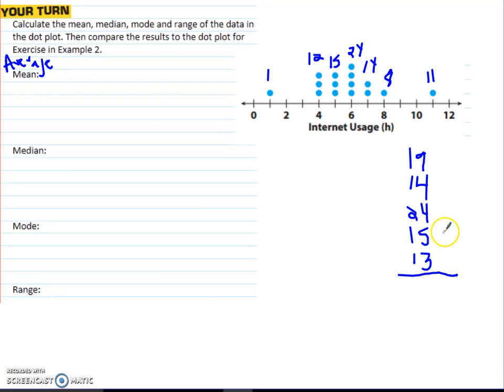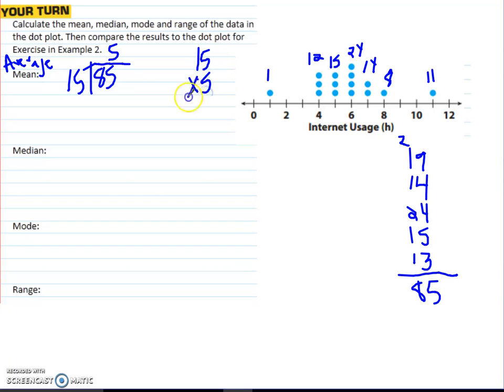9 plus 8 is 17. 17 plus 5 is 22. Plus 3 is 25. 2, 3, 4, 5, 6, 7, 8. So we have 85. Now we are going to divide by 1, 2, 3, 4, 5, 6, 7, 8, 9, 10, 11, 12, 13, 14, 15. 15 can go into here 5 times.